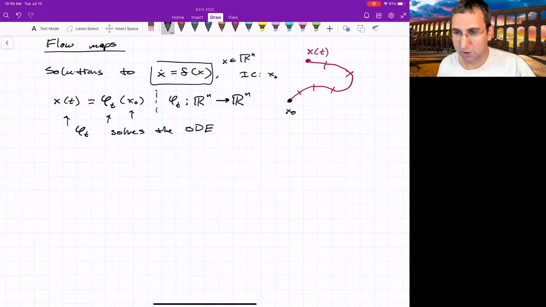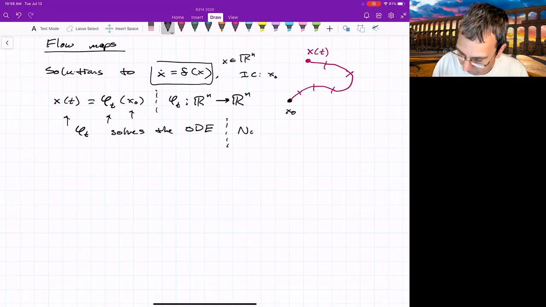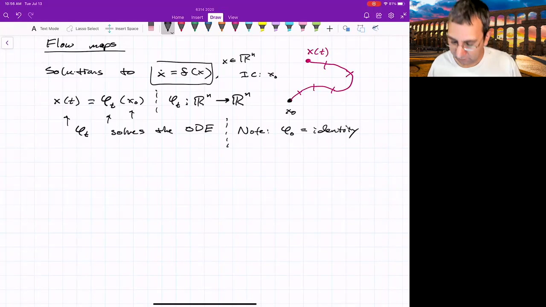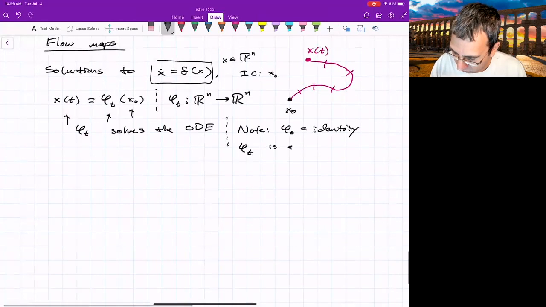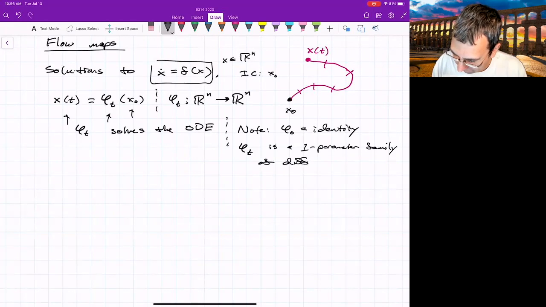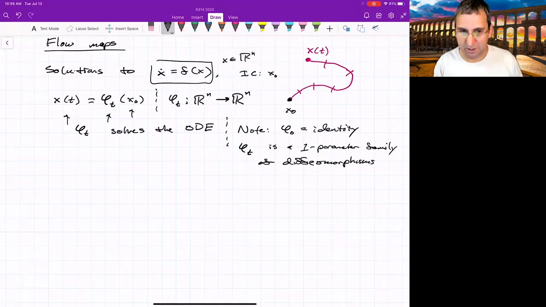But then it's useful to think of it as this separate mathematical object. What if I flow for a time zero? This is something to note. If I flow for a time zero, phi of zero means the identity. Nothing happens. If you want to be fancy, phi of t is a one parameter family of diffeomorphisms. The one parameter is the time t.